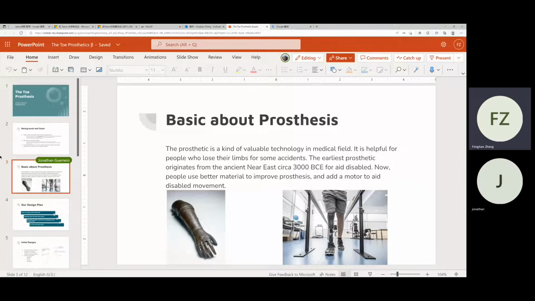The basic truth about prosthesis. The prosthesis is a kind of valuable technology in the medical field. It's helpful for people who lose their limbs. The earliest prosthesis originates from the ancient Near East, 3000 BCE, to aid the disabled. Now people use better materials to improve prostheses, and the motto is to aid the disabled for movement. On the left picture here is an older prosthesis which uses wood as the main material. And on the right one here is a modern prosthesis.